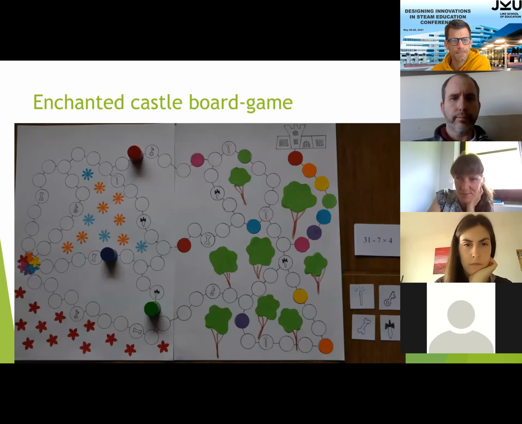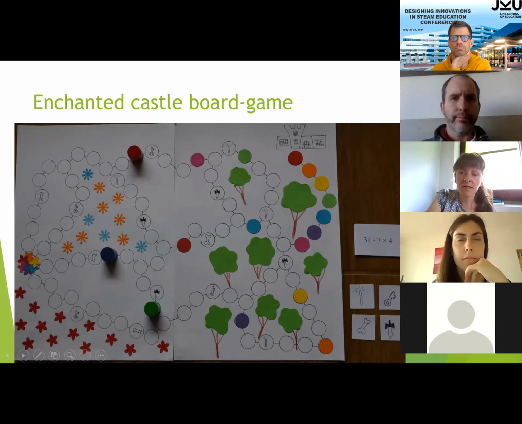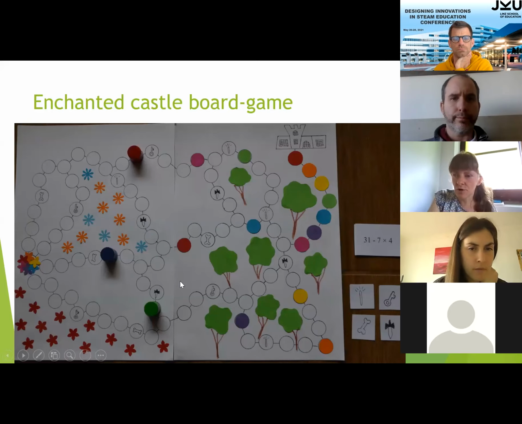So I will show the games then. In these games, the story is a fairy tale, and what I want to say about the control in the game is that here the user can choose where to go. So it's not a fixed path to follow, and instead of a dice, they use cards with operations, they have to solve the operations, and they can make as many steps as the result of the operation.